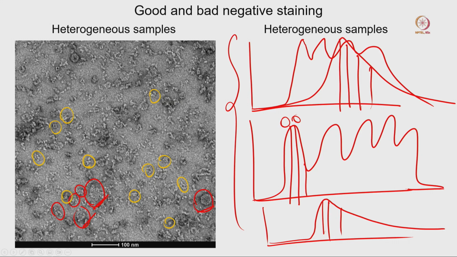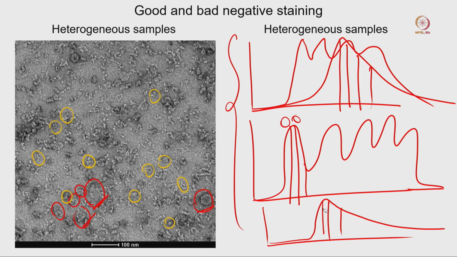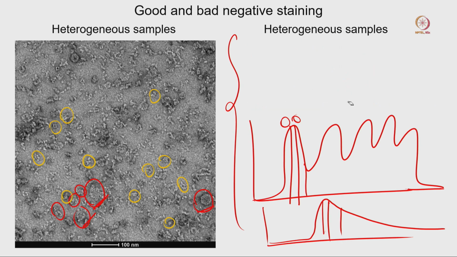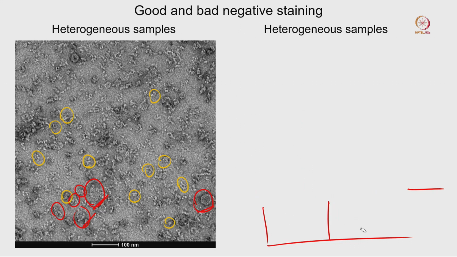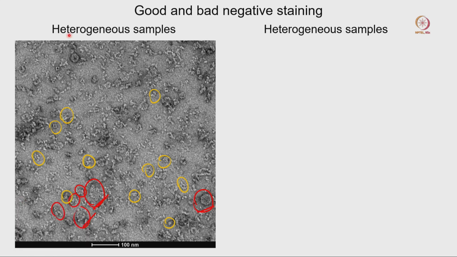Again, this sample has a better negative stain. So the stain is distributed properly. From there we can isolate the sample easily, but we cannot tell that this sample is a good sample for further study. So that is one of the drawbacks of this one.